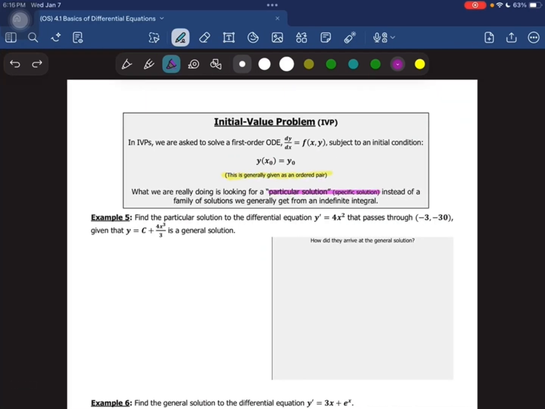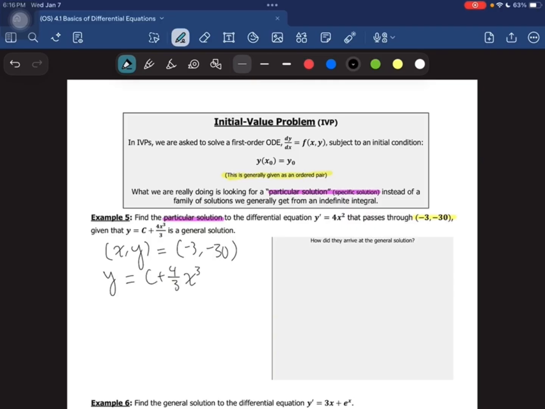So let's look at a fun example. Find the particular solution to the differential equation y prime equals 4x squared that passes through the ordered pair -3, -30, given that y equals c plus 4x cubed over 3 is a general solution. So x, y equals -3, -30, and y equals c plus 4/3 x cubed. And we want to solve for c. How do we do that?